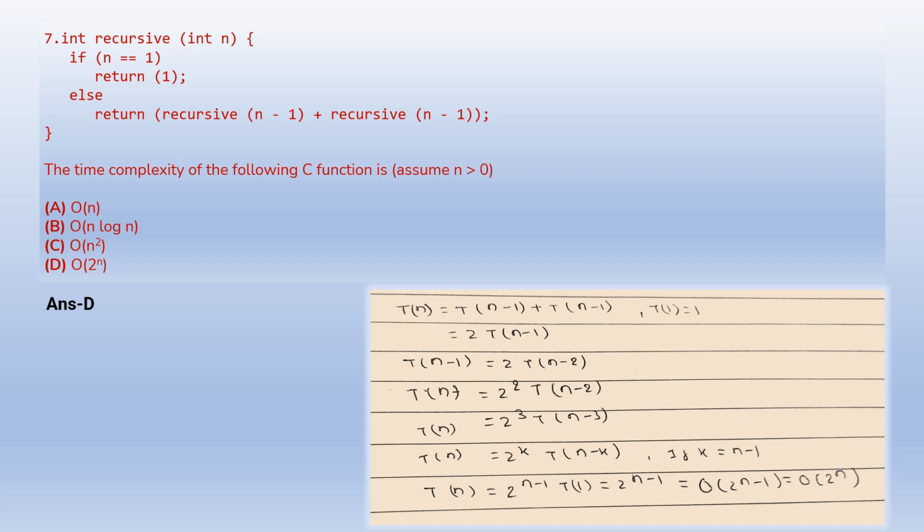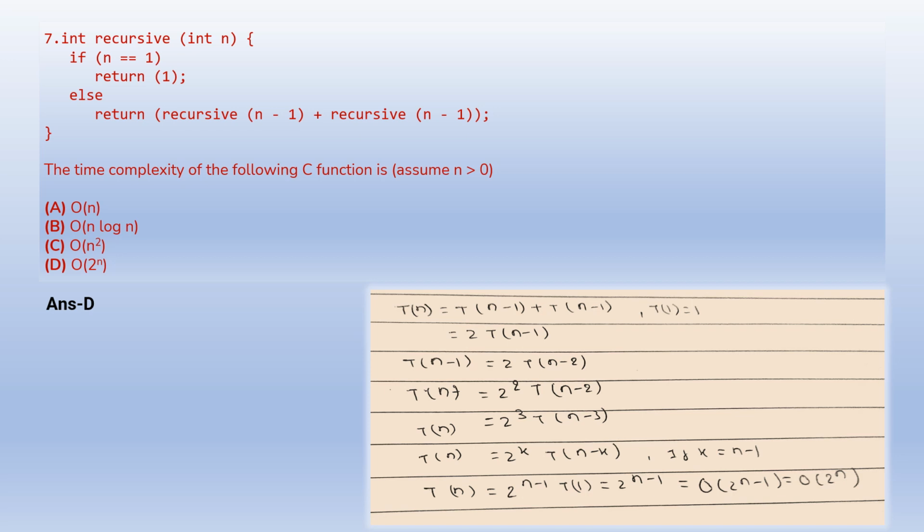So I have attached the screenshot here of how to solve the recurrence using the substitution method of the algorithm. So here you can see T(n-1) would be 2T(n-2), then 2 square T(n-2), 2 cube T(n-3), and 2^k T(n-k), and k will be n-1 here. So finally the expression will become 2^(n-1) T(1) equals 2^(n-1). So it would be order of 2^(n-1).